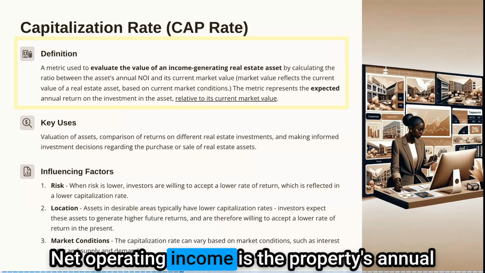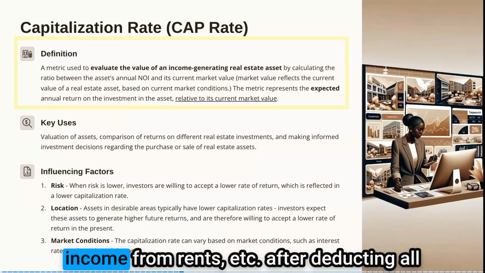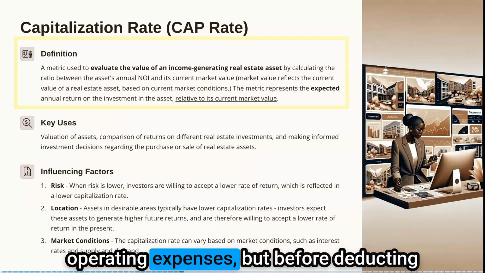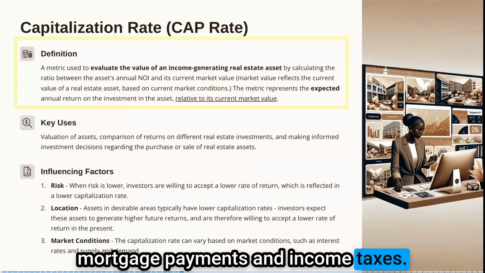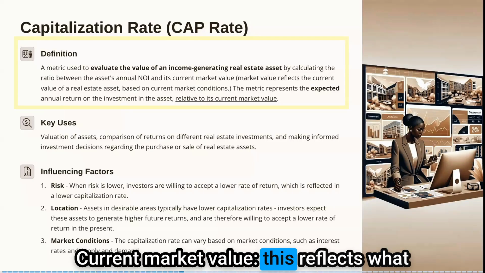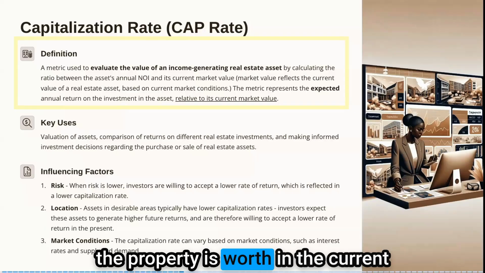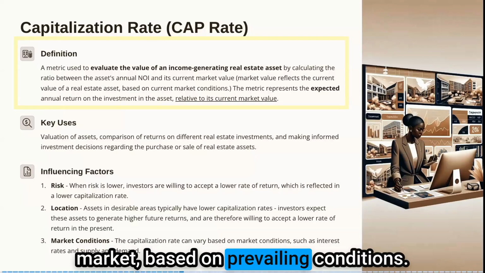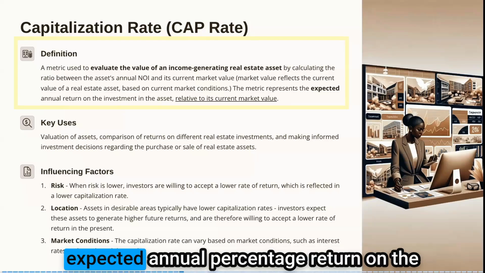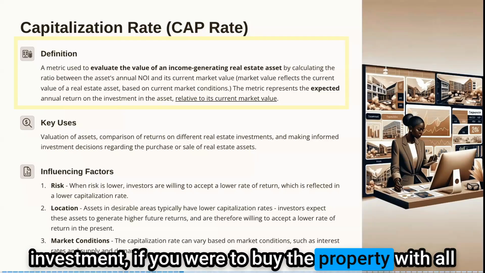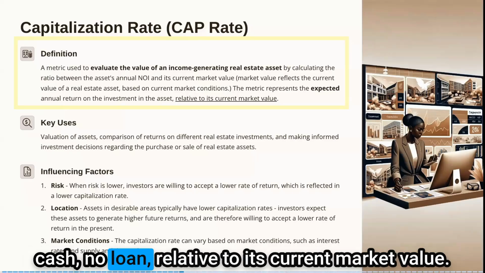Net operating income is the property's annual income, from rents, etc., after deducting all operating expenses but before deducting mortgage payments and income taxes. Current market value. This reflects what the property is worth in the current market based on prevailing conditions. So, the cap rate essentially represents the expected annual percentage return on the investment if you were to buy the property with all cash, no loan, relative to its current market value.